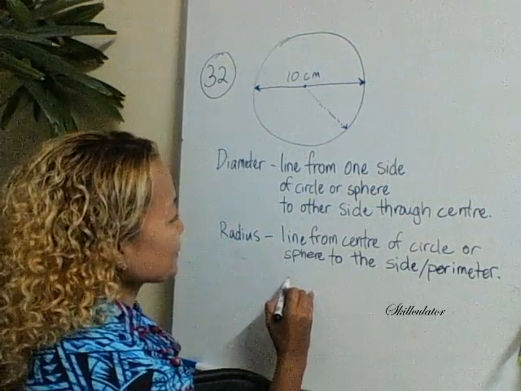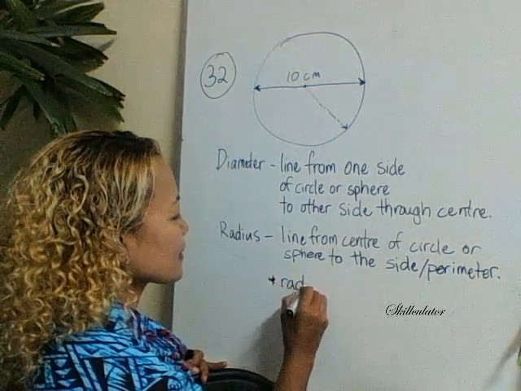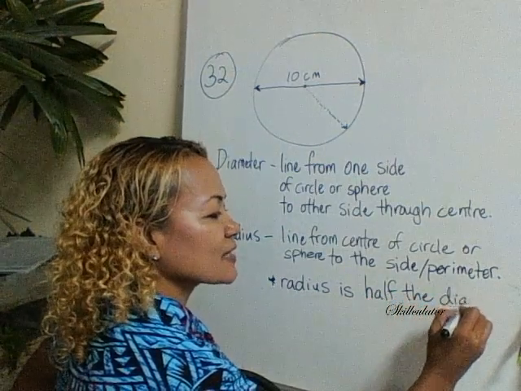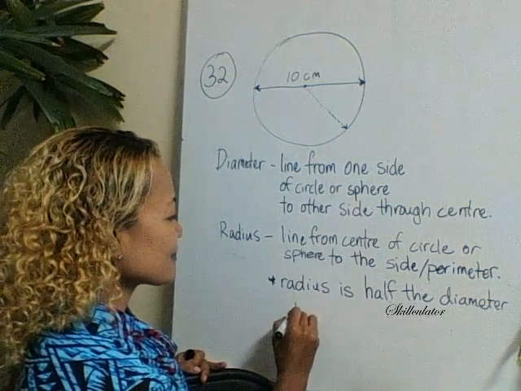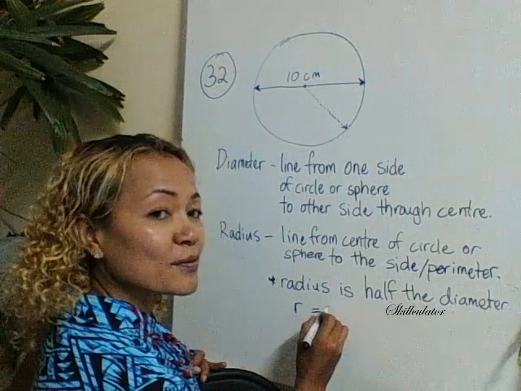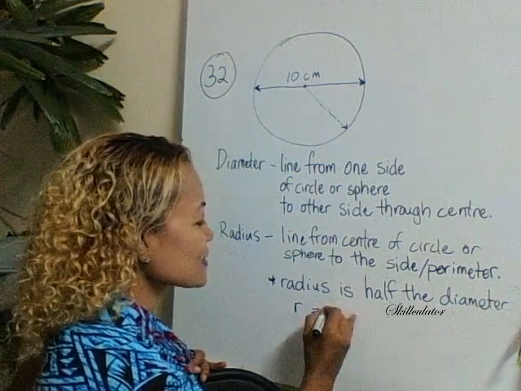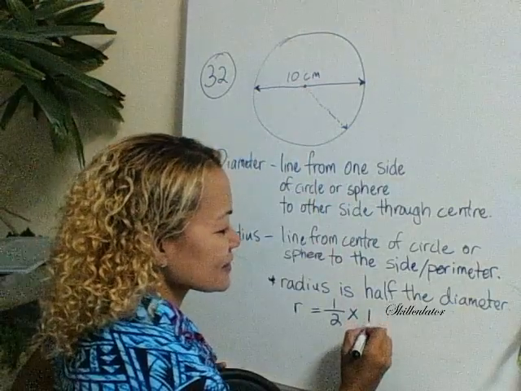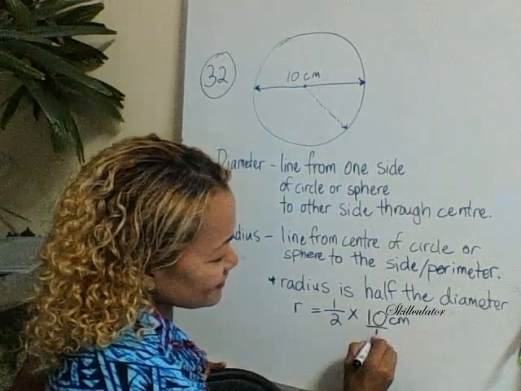If we were to put that, we would say the radius is half the diameter. Or the radius, we will say R, is equal to half. Remember, we've already said certain words can be converted to fractions, and half is 1/2, times the diameter, which is 10 centimeters. But 10, you convert it also to a fraction, right? So 10/1.